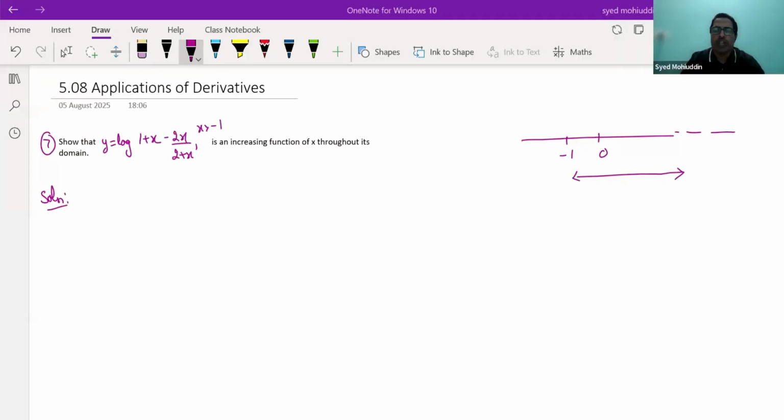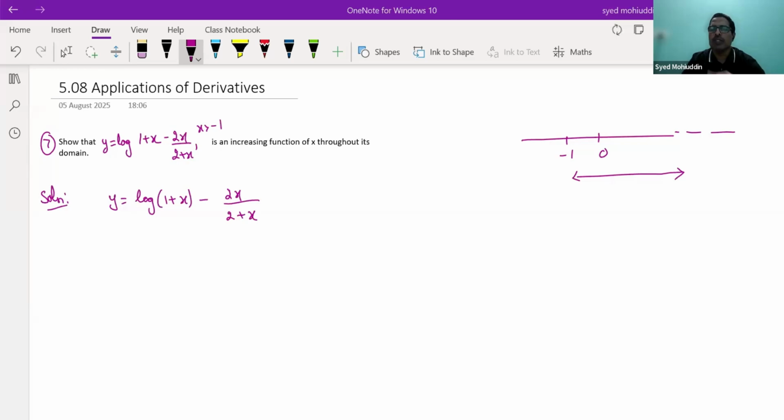So let us try to use the condition for increasing function. Let me write down what is given to us. y is equal to log of 1 plus x minus 2x by 2 plus x. Right? That's the function that is given to us. And what we need to do is, once again, check whether it is increasing or not.